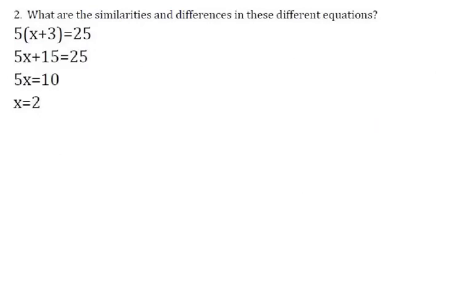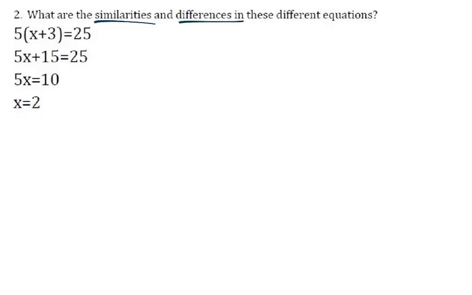But let's simplify a bit. Let's take a look at these four equations. Okay, we've got 5 times x plus 3 equals 25. 5 times x plus 15 equals 25. 5 times x equals 10. x equals 2. Okay, and we look at them, we can see some similarities. They both have numbers, right? You've got a bunch of numbers here. You've got some operations going on. Except for this one, there's no operation, so I guess that's a difference, not a similarity. Okay. They all have equal signs.